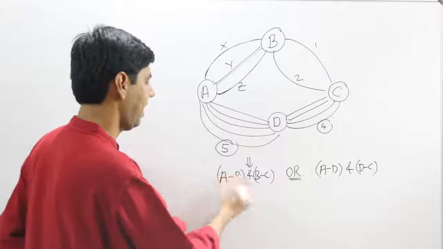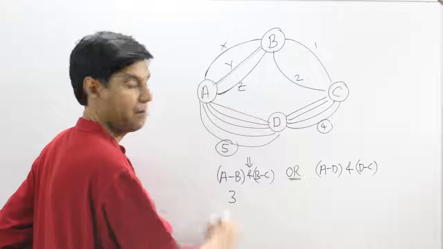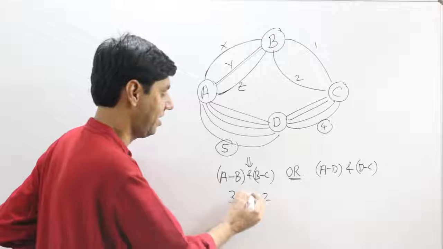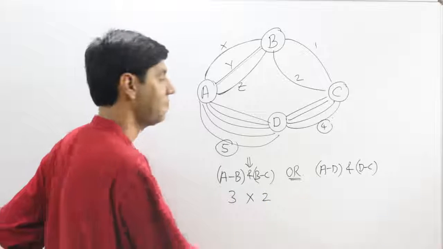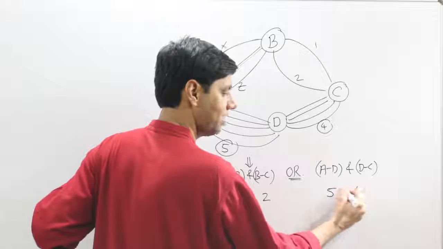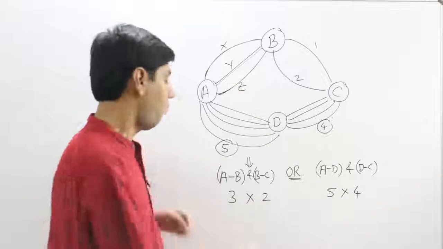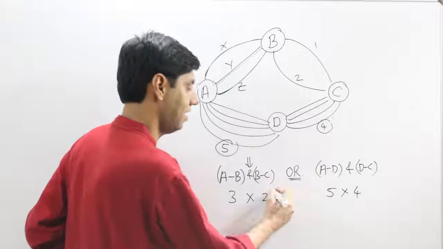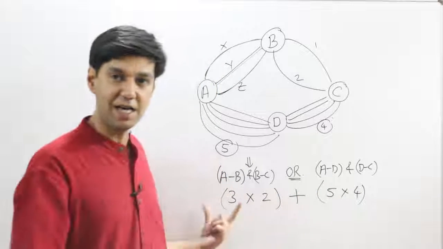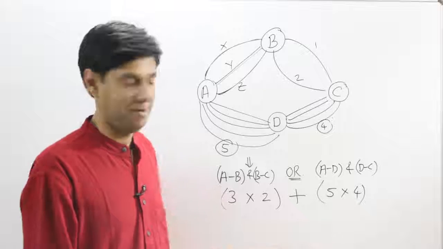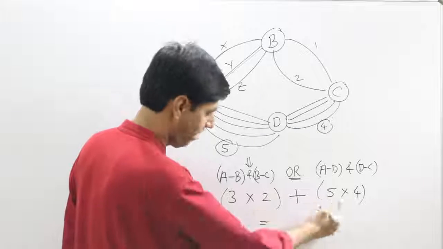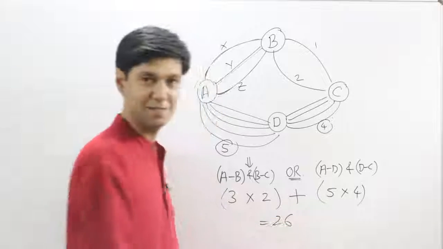Right? So how many ways? A to B I have 3 ways. B to C I have 2 ways. And since I have to do both the activities, there's an and, I would multiply. Similarly, A to D there are 5, D to C there are 4 ways, and I would be multiplying them. What do I do with the 6 and the 20? This is what I would be adding, because either I'll do the first branch or the second branch. So this sums up your cases of 20 and 6, that is 26.